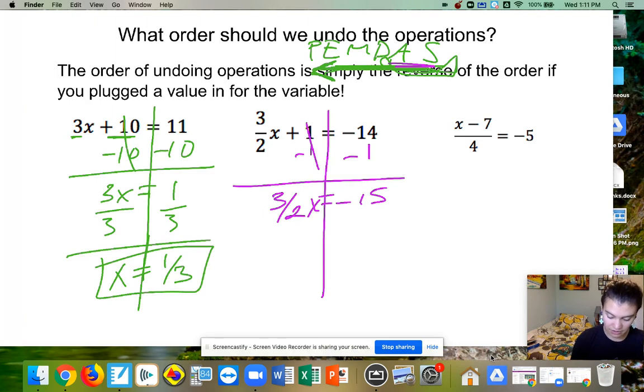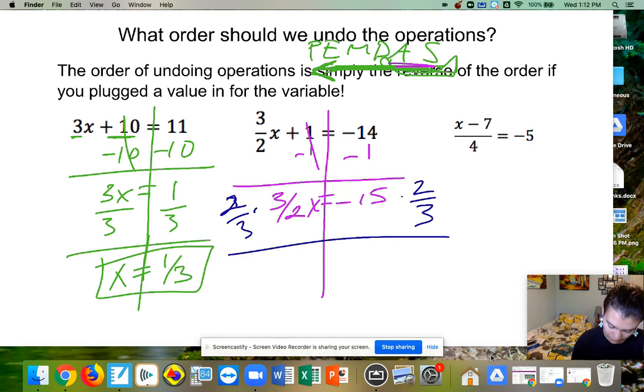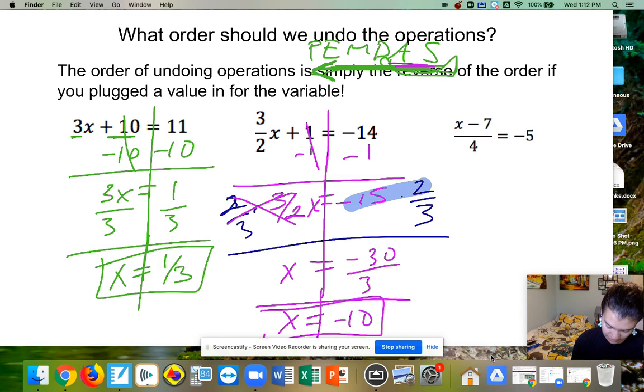So we've done our adding and subtracting. Now we have multiplication and division. So I'm going to get rid of that by multiplying on both sides by 2/3. So multiply by your reciprocal. These will cancel and we're left with x. And then if you do negative 15 times negative 2, we get negative 30 all over our 3. Simplify, and x equals negative 10.